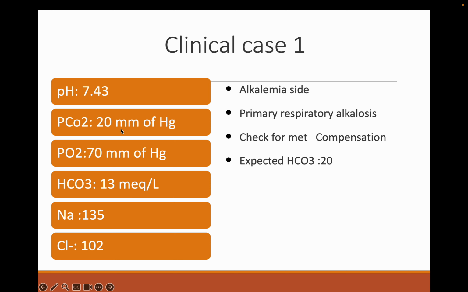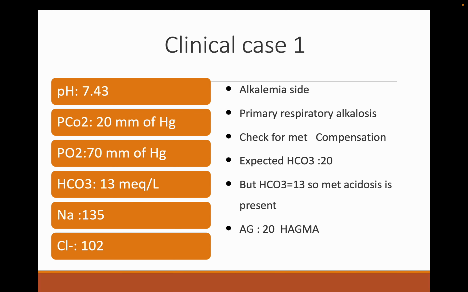Here 20 is decreased, so 4 should be decreased. So expected bicarb is 20, but bicarb is 13 here. So metabolic acidosis is also present in this case. So anion gap is 20, so delta ratio is 1.4. So from this side there is alkalemia, respiratory alkalosis also, and metabolic acidosis also.